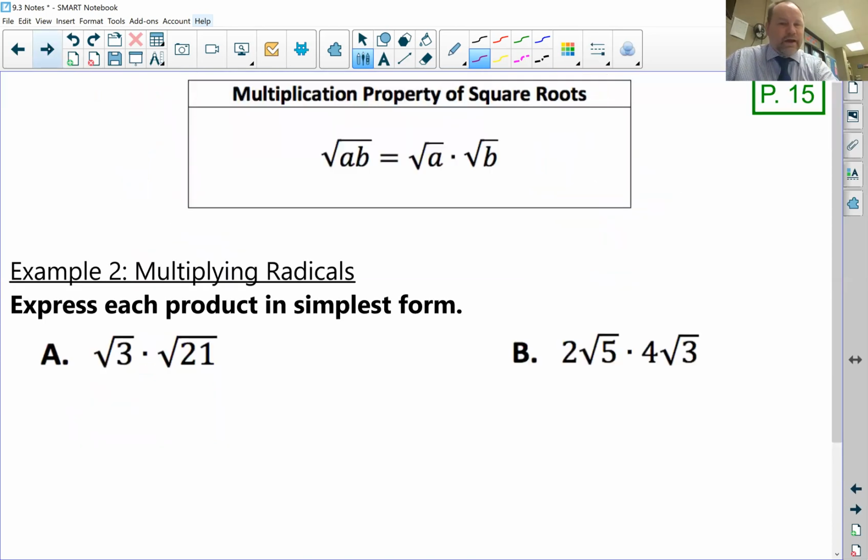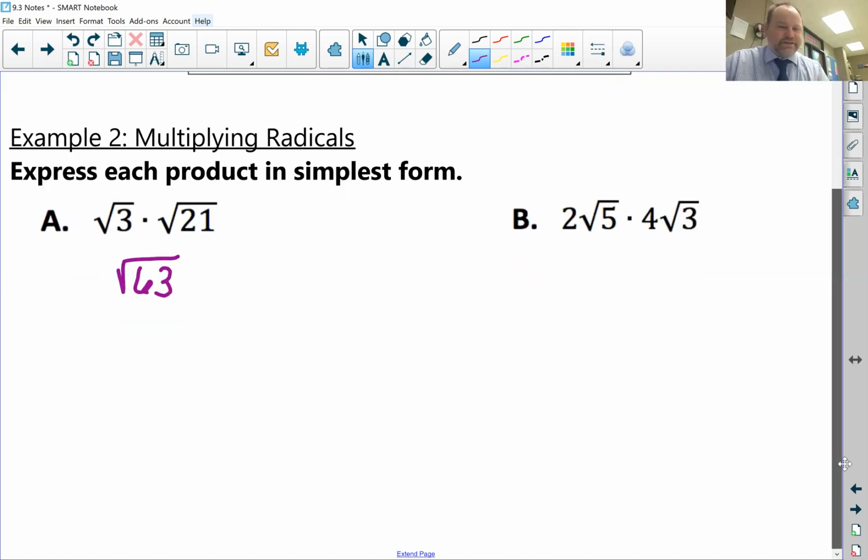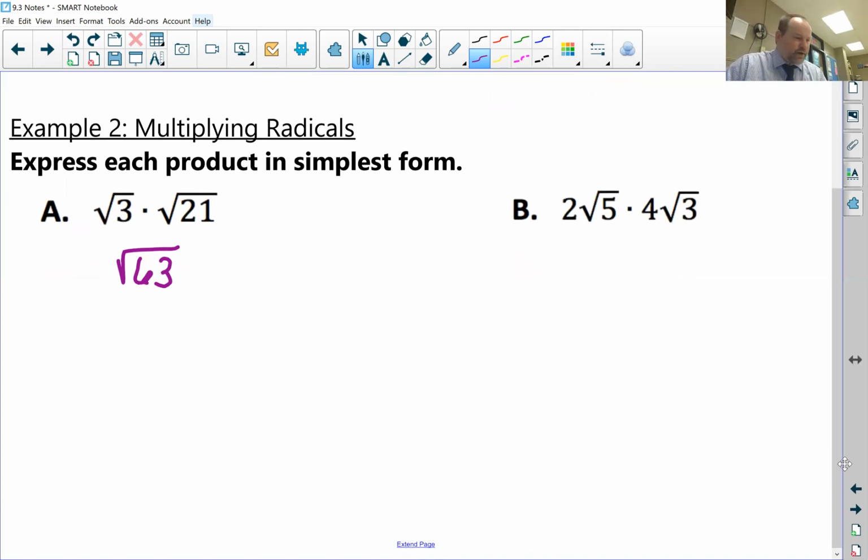All right. There is a multiplication property of square roots. I like it kind of the other way around, but the square root of a times b is equal to the square root of a times the square root of b. In other words, if I have these square roots, I can multiply what's underneath. So 3 times 21 is 63. And now I should factor to see if 63 has any perfect squares.